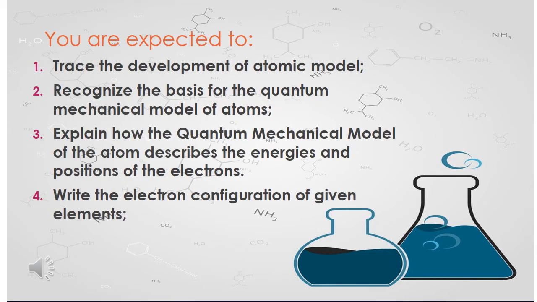Sabayan niyo akong basahin ang ating objectives para sa ating lesson. At the end of the day, you are expected to: Number 1, trace the development of atomic model. Number 2, recognize the basis for the quantum mechanical model of atoms. Number 3, explain how the quantum mechanical model of the atom describes the energies and positions of the electrons. Number 4, write the electron configuration of given elements.